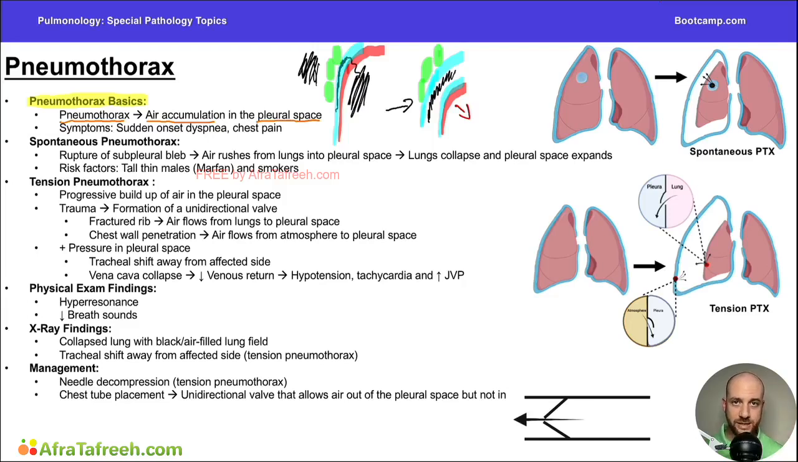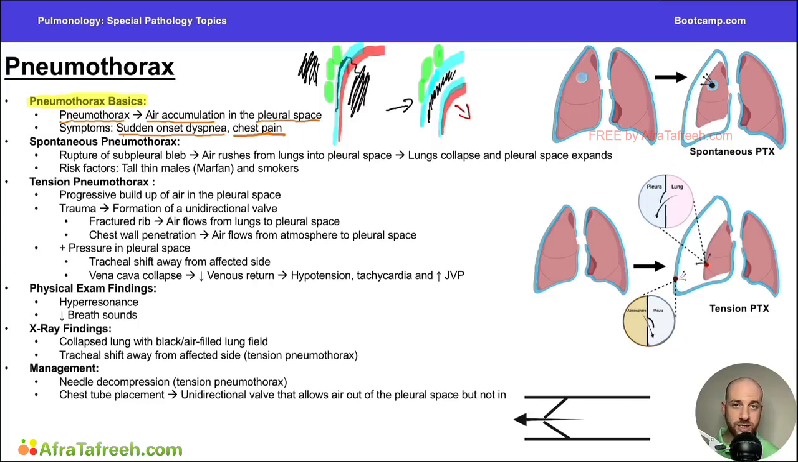So when this happens, the patient will classically present with a sudden onset dyspnea. So this is not something that occurs over weeks. This is something that occurs very suddenly, and it's accompanied by chest pain. And so you should be adding pneumothorax to your differential diagnosis of a patient that presents with acute onset dyspnea and chest pain. Just to name a few others, of course, there are things like myocardial infarction, pulmonary embolism, things like panic attacks, and there are others.